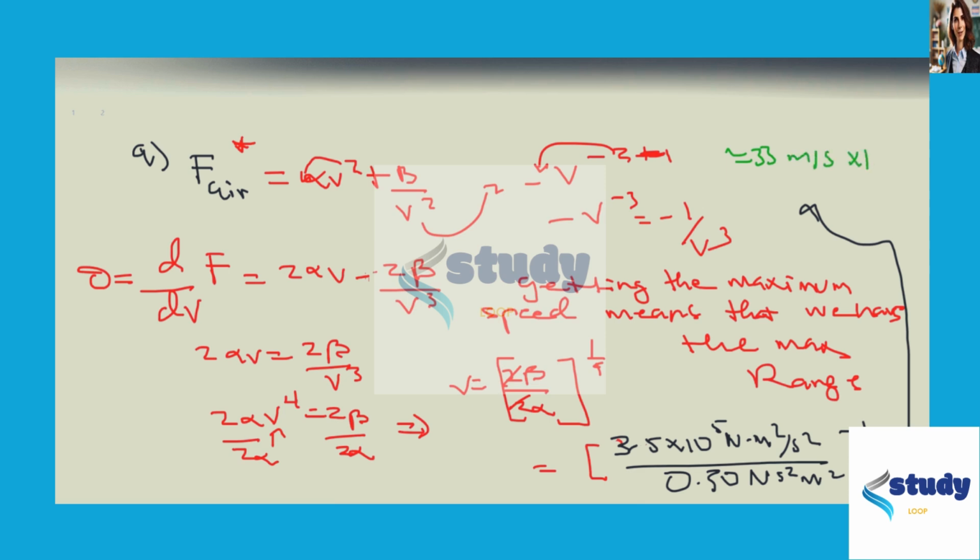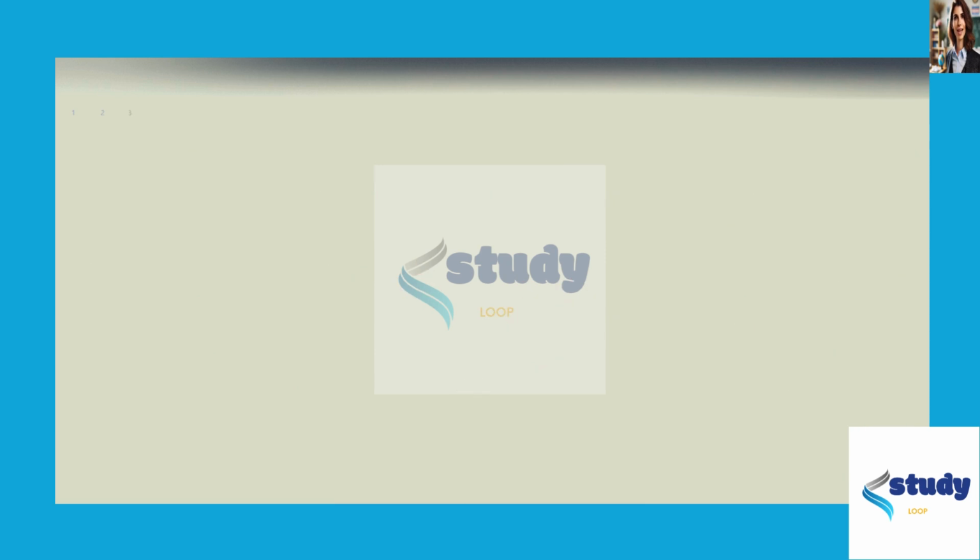If you want to change that to kilometers per hour, you have to multiply by 18/5 kilometers per hour. And so that's approximately 118 kilometers per hour. That's the speed of the Cessna or the plane at maximum range. To get the maximum time endurance, we're going to go to the next part. So this is part B.